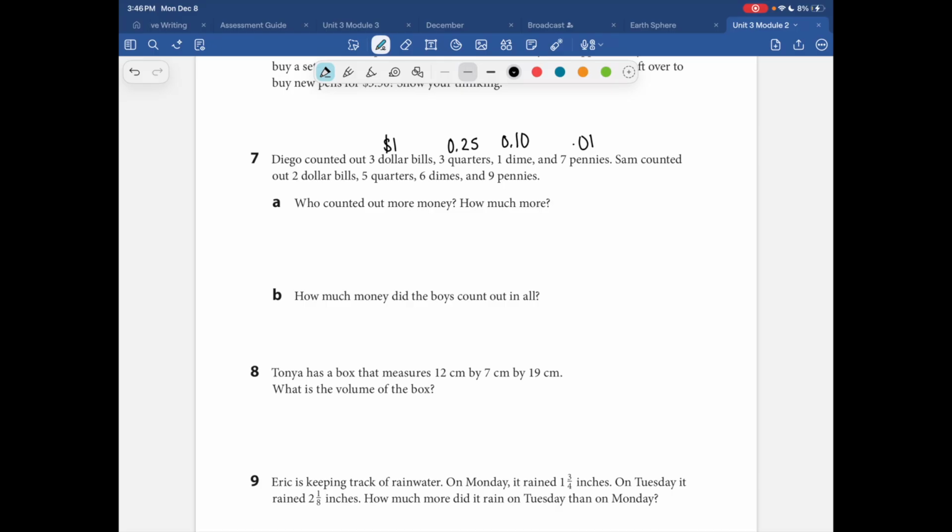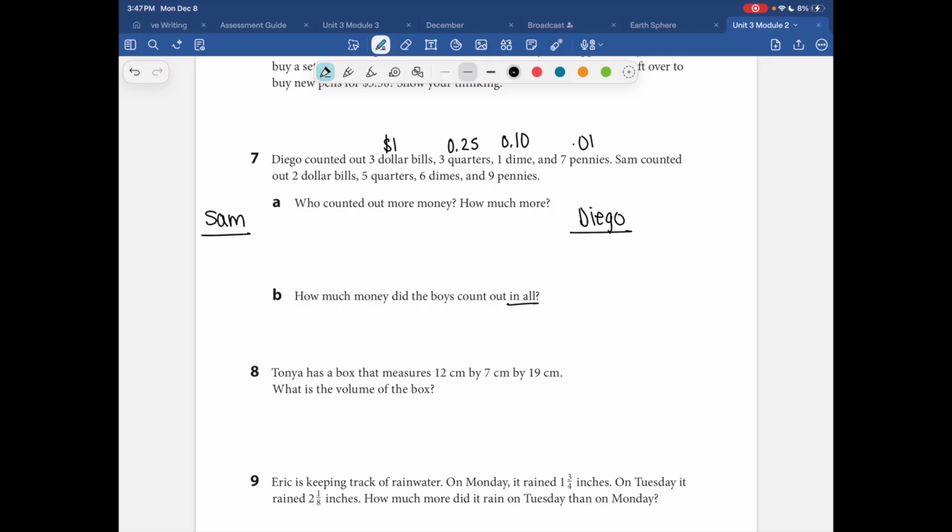And each penny is worth 1 cent. So if I were you, I would write out Sam and Diego, and I would add up their amounts. And then maybe circle whoever had more. And it says how much more, so we're finding the difference. We work with difference a lot. So you should be able to know what operation you're working with if it's talking about the difference between the two.